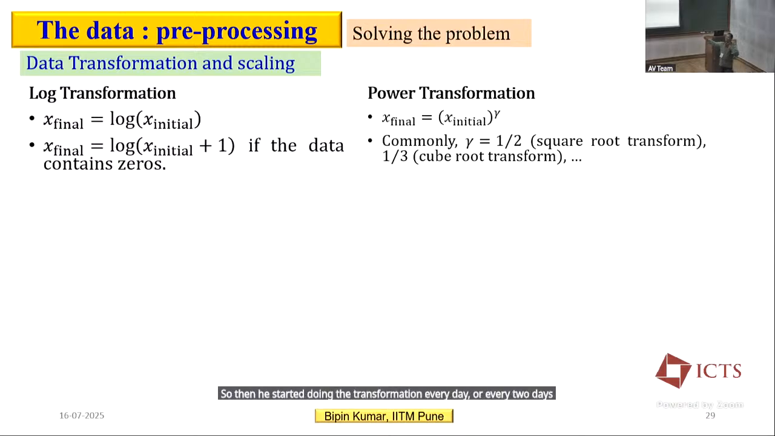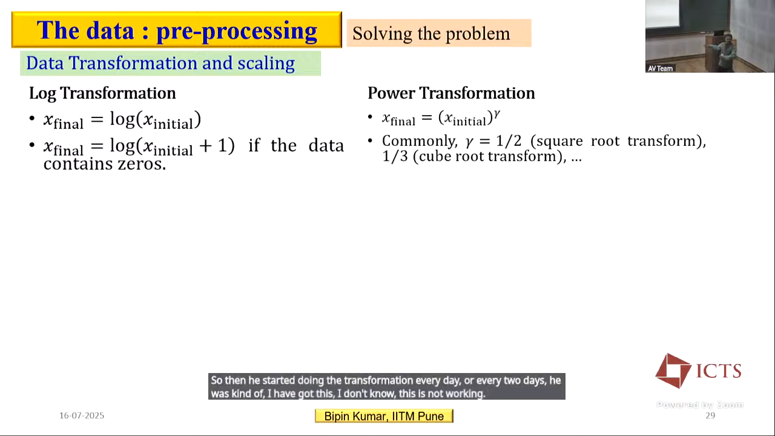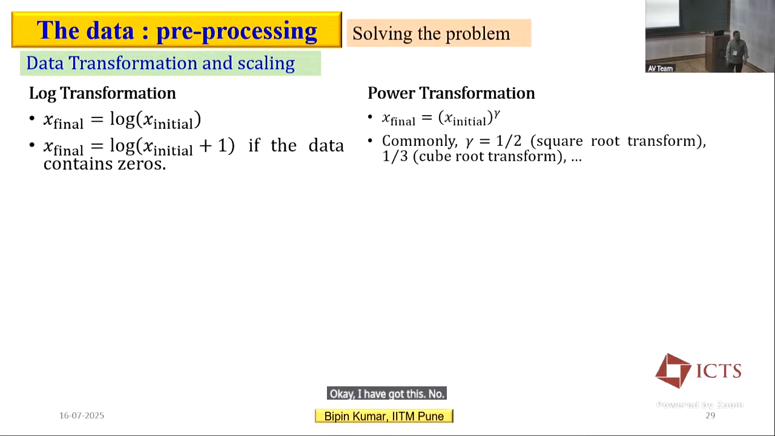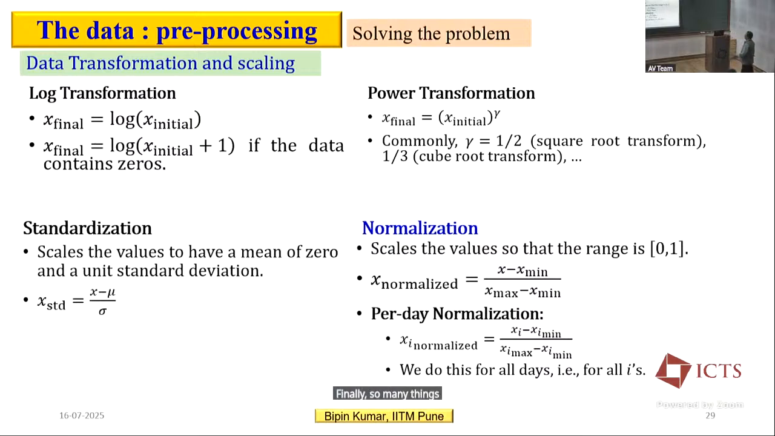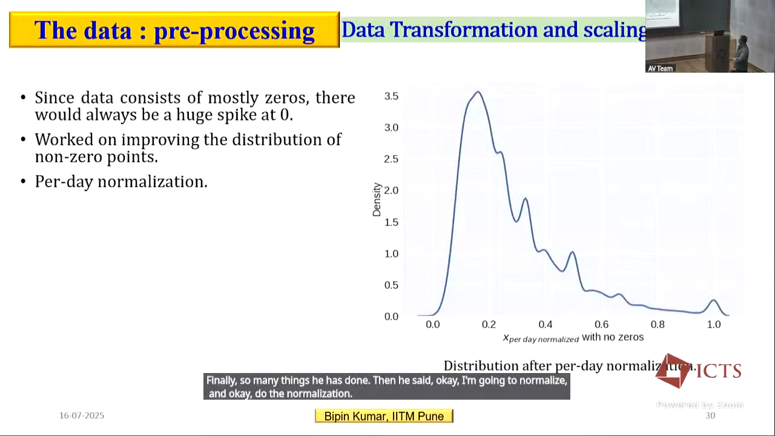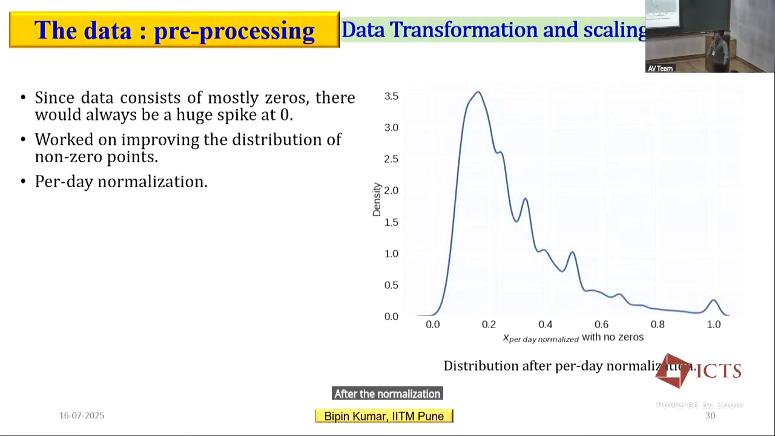So then he started doing the transformation every day or every 2 days. He was coming, I have got this. I don't know, this is not working. Okay, I have got this. No, this is not working. This will not go, don't go for the model training. Finally, so many things he has done. Then he said, okay, I'm going to normalization. Okay, do the normalization. After the normalization also, we don't have the proper shape.